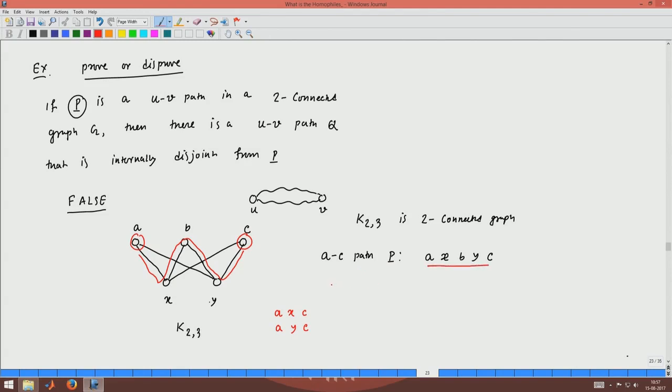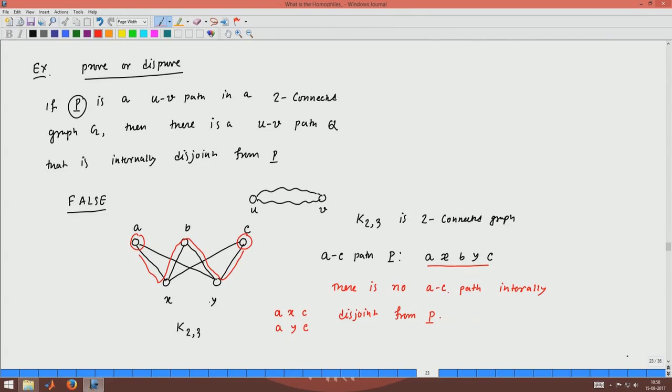So, there is no AC path internally disjoint from P.